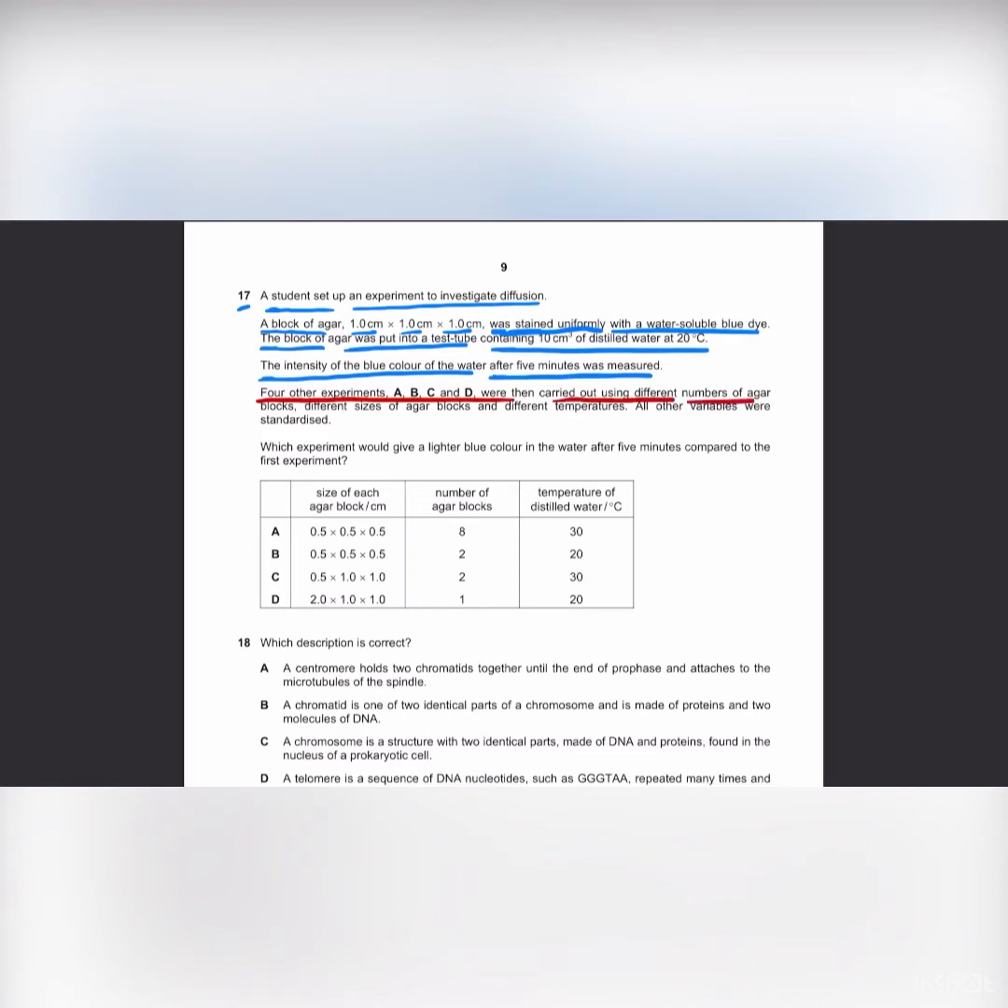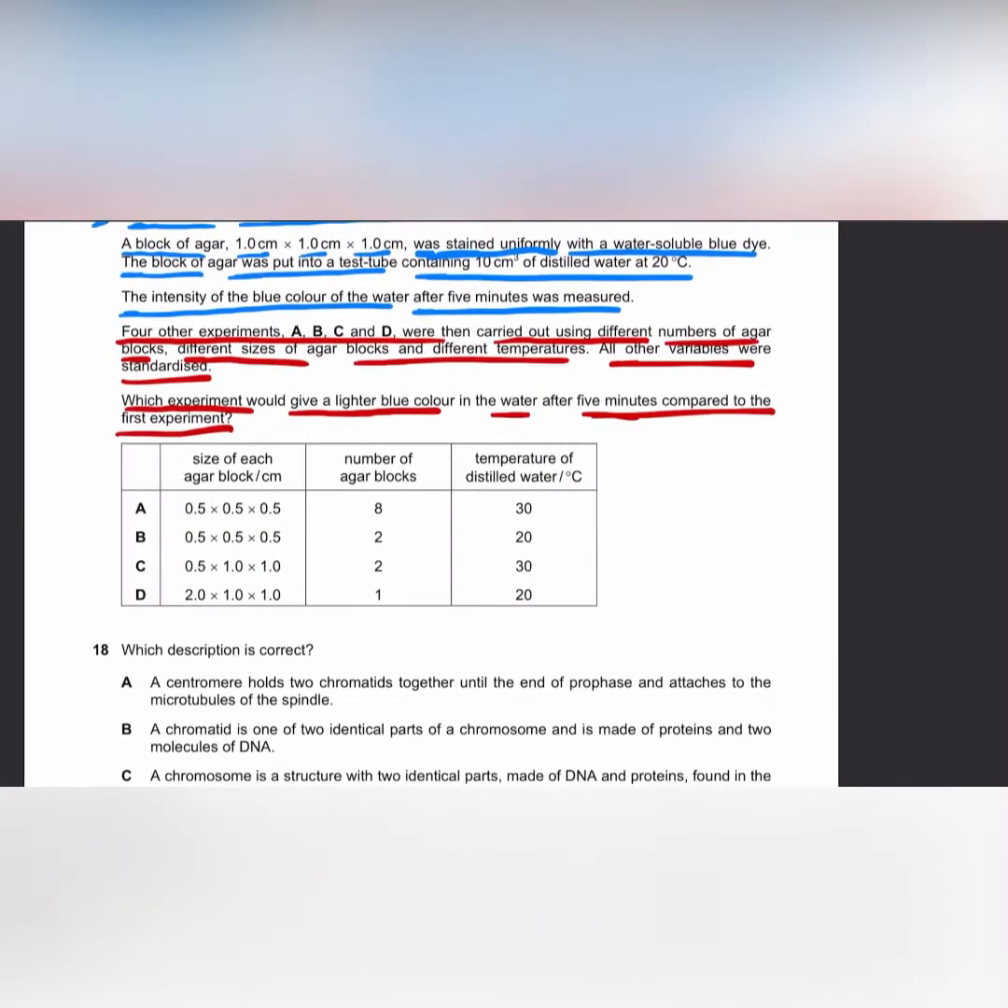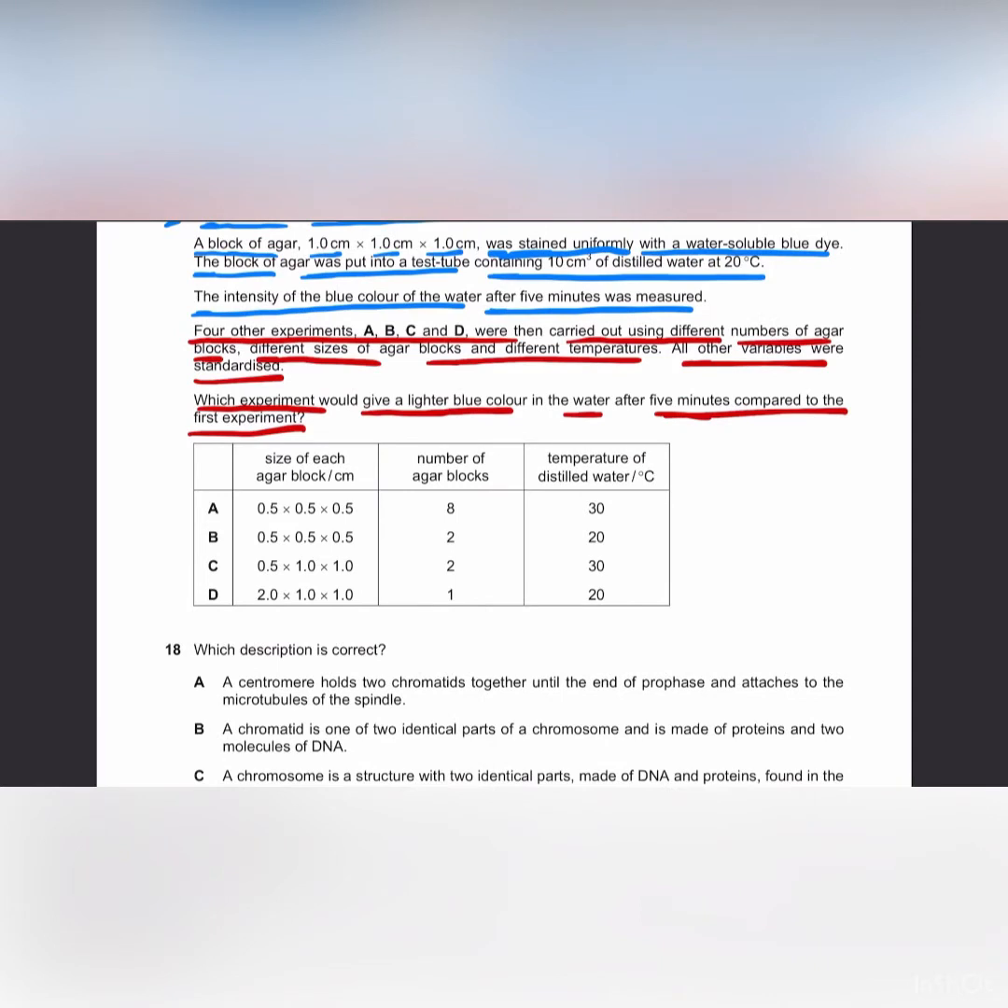using different numbers of agar blocks, different sizes of the agar blocks and different temperatures. All other variables were standardized. Which experiment would give a lighter blue color in water after 5 minutes compared to the first experiment? So what is the examiner asking in this question? That which experiment would give a lighter blue color? This means that less blue dye escapes the blocks and goes in water.